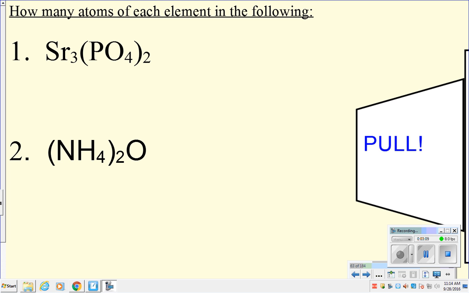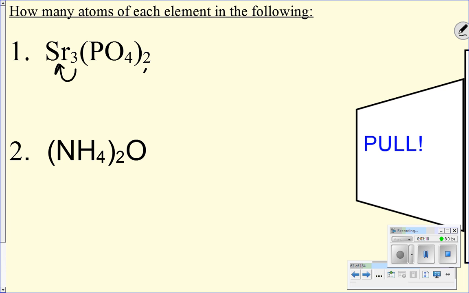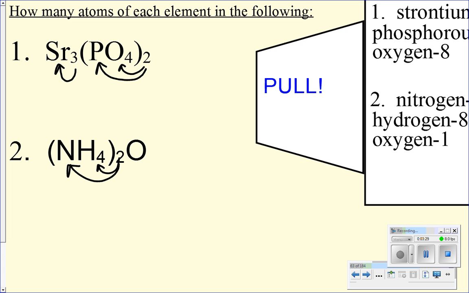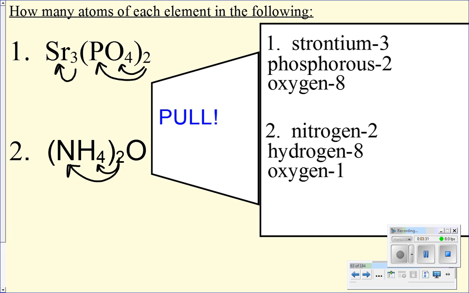2 more quick examples just to make sure you've absolutely got the hang of this. So in strontium phosphate, 3 is going to just the strontium. You're distributing your 2 to everything inside of those parentheses. This 2 is going to go to this nitrogen, that hydrogen, and then we just have an invisible 1 by the oxygen. So in our top example, we have 3 strontiums, 2 phosphoruses, and 8 oxygen atoms. In our next example, we have 2 nitrogen atoms, 8 hydrogen atoms, and 1 oxygen atom.